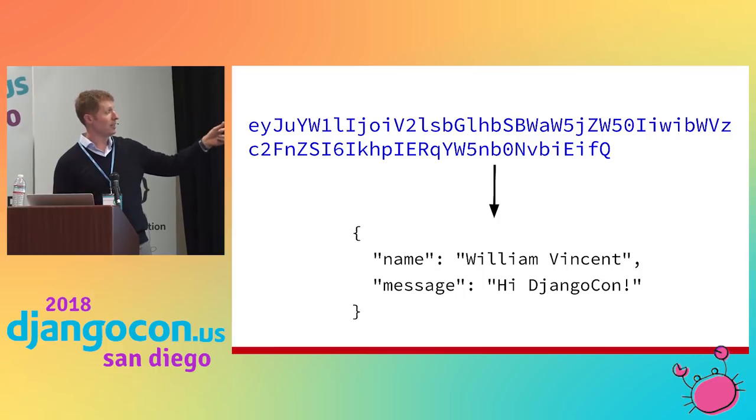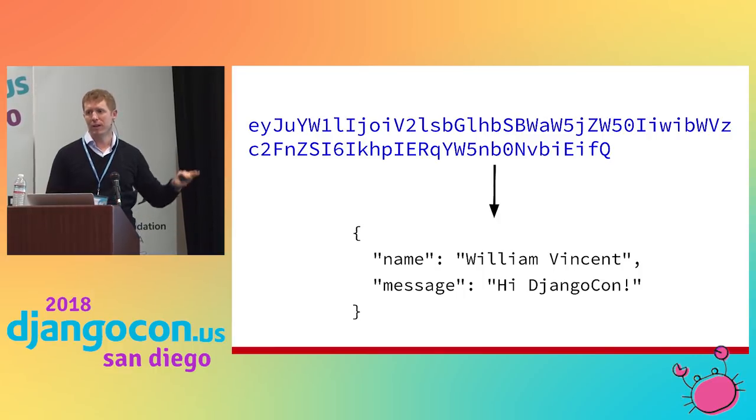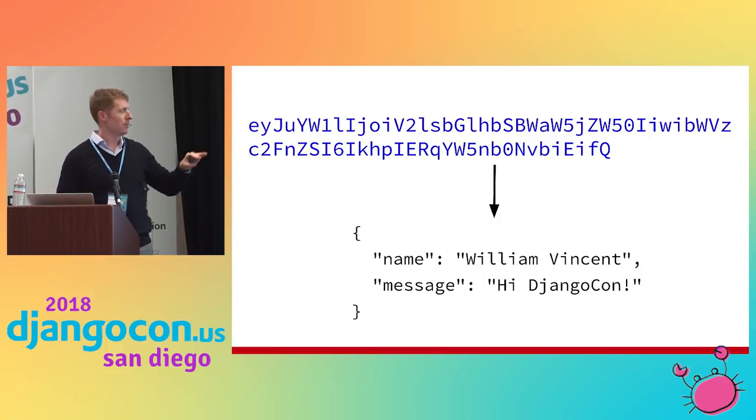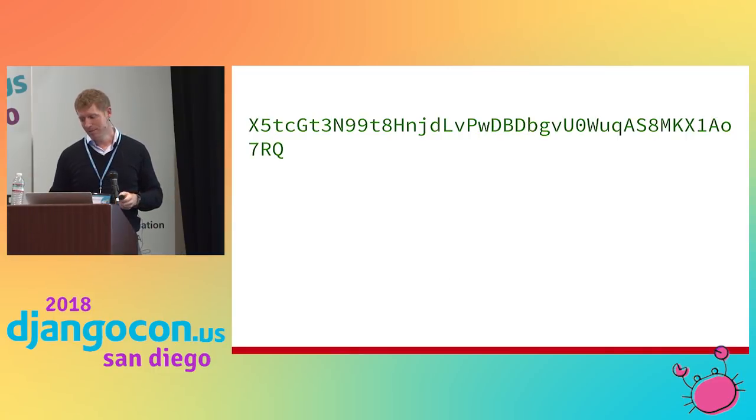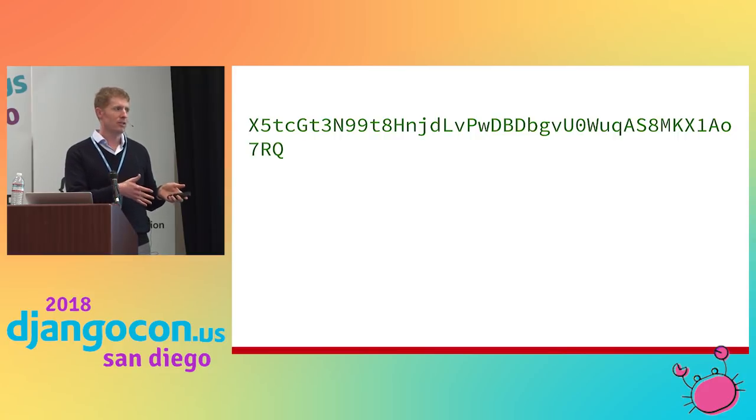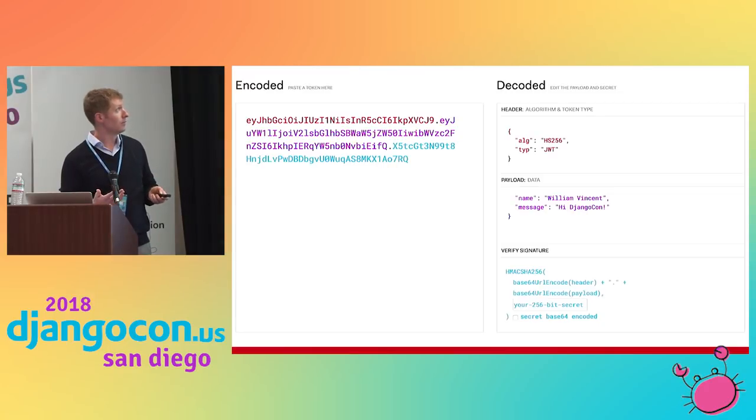This is the payload in this case. We can put all sorts of information here. We could say the last time we logged in, email, whatever you want about the user. In this case, this is just my name and a message, hi, DjangoCon. And then this is the verify signature, which is generated for us. A signed signature means no one can tamper with it, but they can still read it.